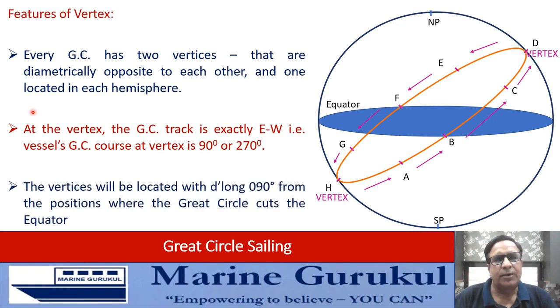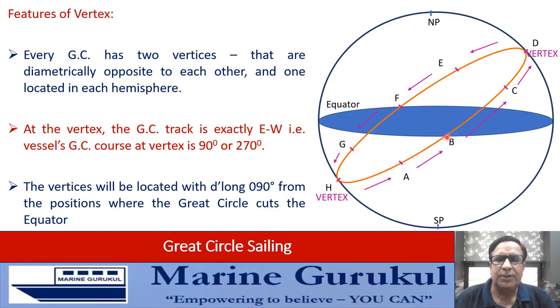The vertices will be located with a D long of 090 degrees from the positions where the great circle cuts the equator. Now, this great circle is cutting the equator at point P and point F. Vertices are D and H. That means D long between B and D is 90, D and F is 90, F and H is 90, H and B is 90. It's very simple to understand that.